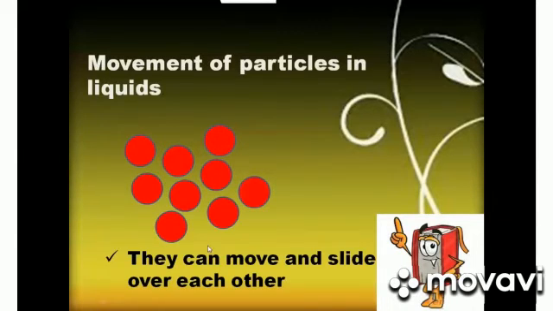Okay, so the particles in liquid can move easily like this and slide over each other because they are having empty spaces. These particles can pass here, these particles can pass here, these particles can make space, push these particles and go here. So they can move freely and they can slide over each other. We'll see how the particles move in gases.